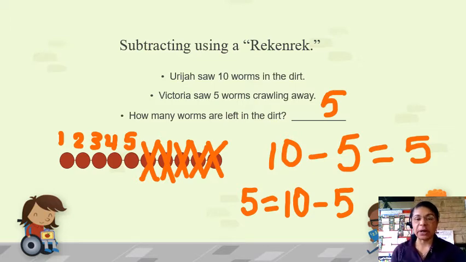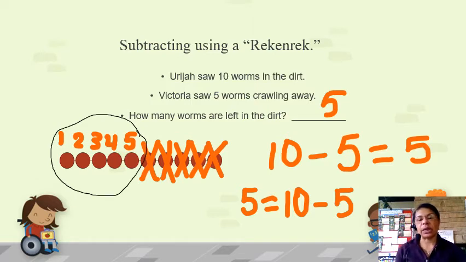Uriah saw 10 worms in the dirt. Victoria saw 5 worms crawling away. How many worms are left in the dirt? I went ahead and I drew my Rec and Rec right here. And then I crossed out the 5 worms that Victoria saw crawling away. And I counted what I have left. 1, 2, 3, 4, 5. I had 5 left.